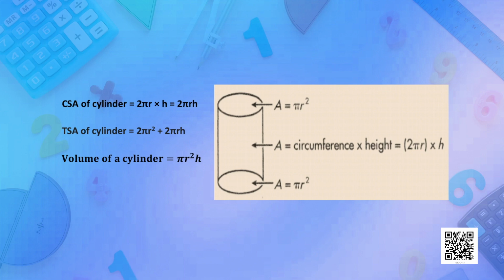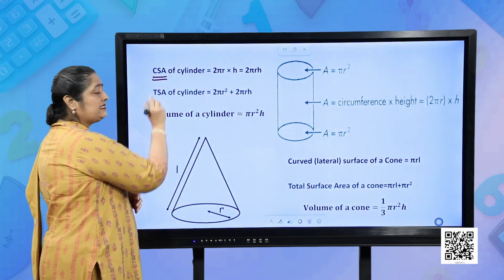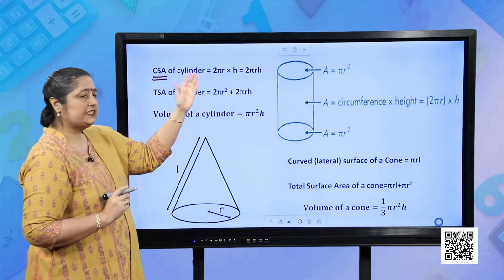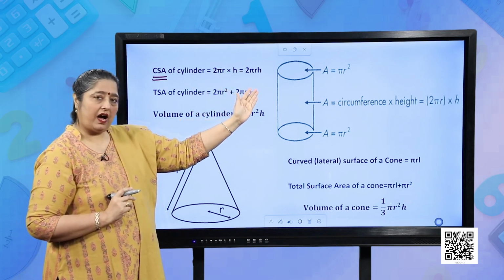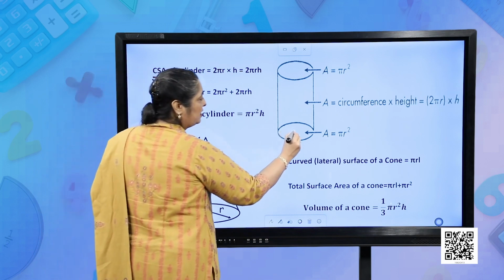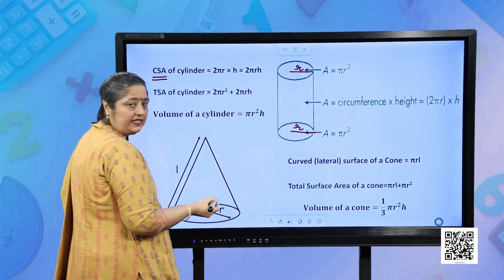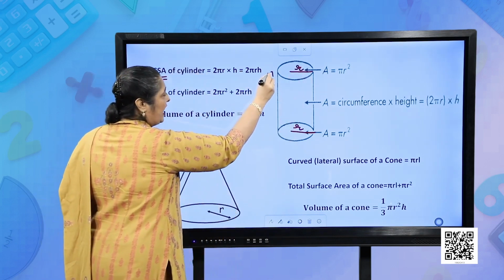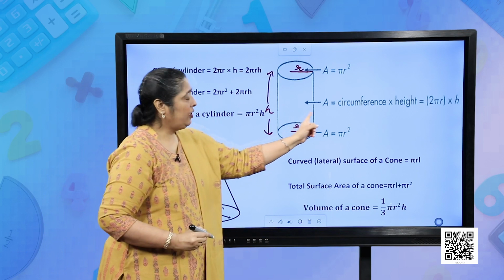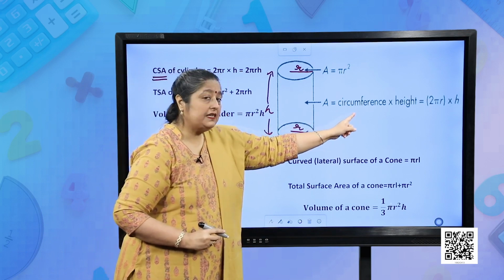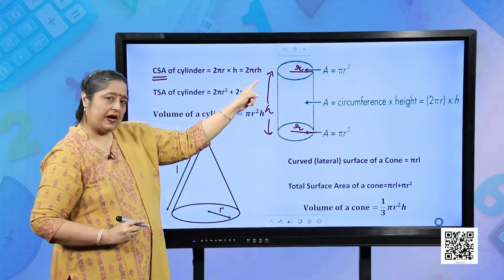Now, the next shape is a cylinder. Here, CSA of cylinder. What is CSA? CSA means curved surface area. So, curved surface area of a cylinder is 2 pi r into h, that is 2 pi r h. Now, what is r? R is the radius of the cylinder, right? And what is h? H is the height of the cylinder. So, the CSA or the curved surface area is circumference into the height, that is 2 pi r h.